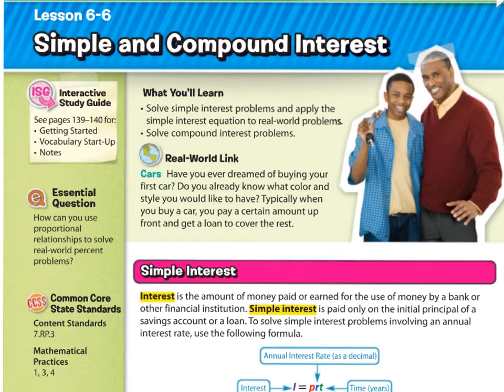Hello everyone, welcome to lesson 6-6, simple and compound interest. In this lesson you will solve simple interest problems and apply the simple interest equation to real world problems, and you will solve compound interest problems.